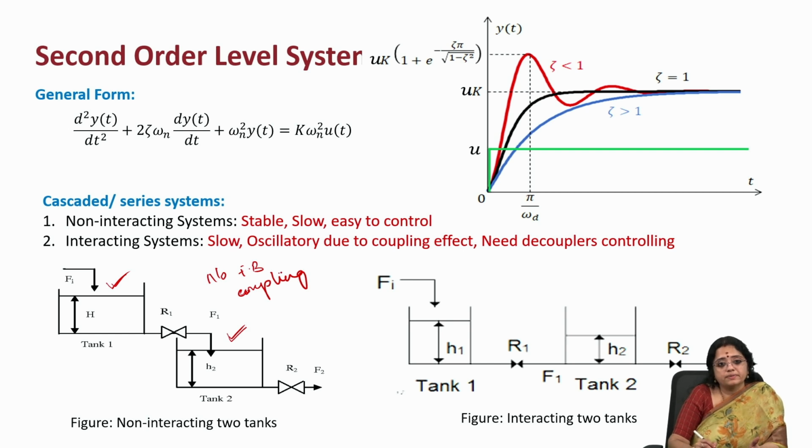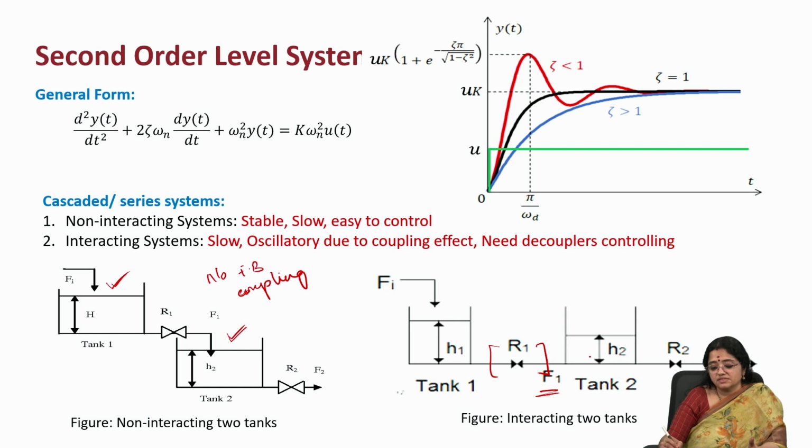There is no feedback coupling in non-interacting systems. Whereas in interacting systems, the two subsystems are coupled to one another and the behavior of one system will continuously affect the other system. So there is a coupling across R1, because these two tanks are laid at the same level, same elevation, there is a coupling impact over F1, the flow rate passing from tank 1 to tank 2.